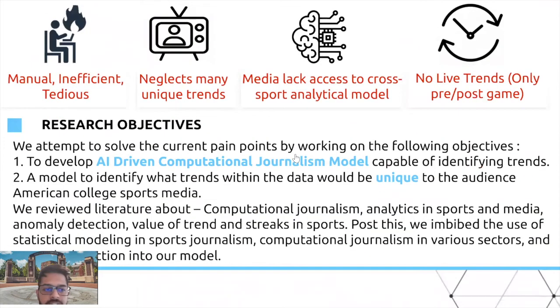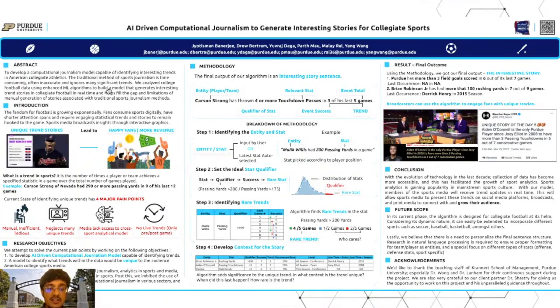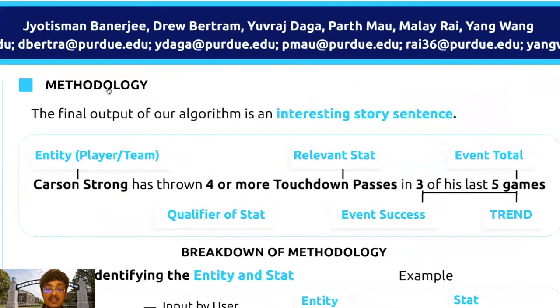Our research objectives are to develop an AI-driven computational journalism model capable of identifying trends, and a model to identify what trends within the data would be unique to the audience of American college sports media. Let us now discuss the methodology. The aim of our algorithm is to churn out stories that can be considered interesting enough. Here, we see an example where we have divided the story into its key components.